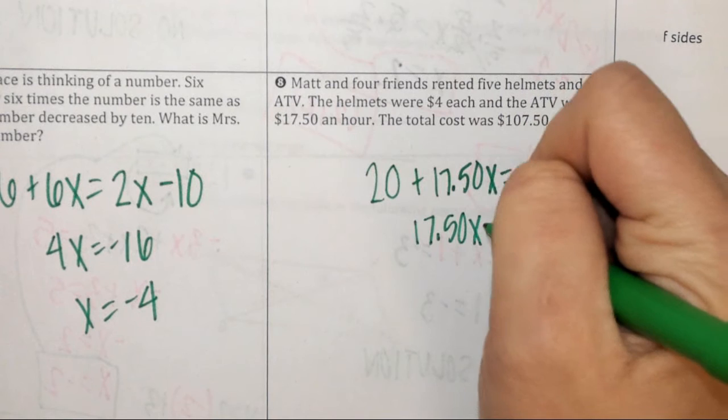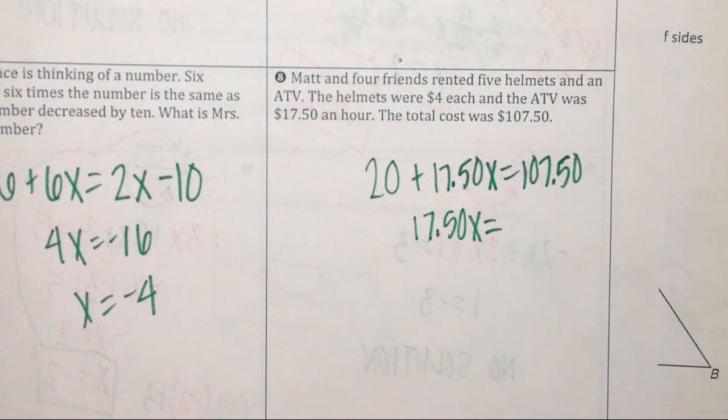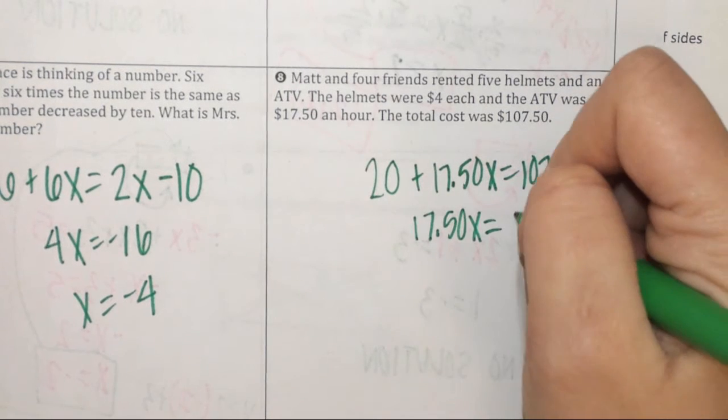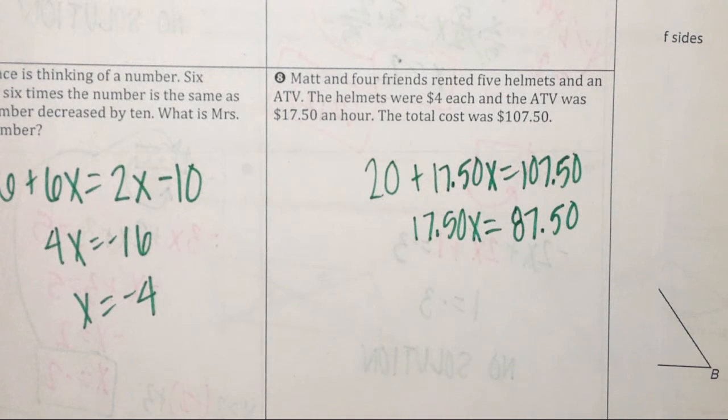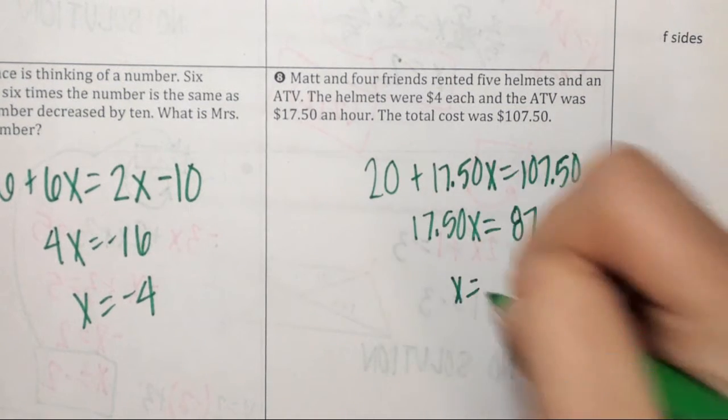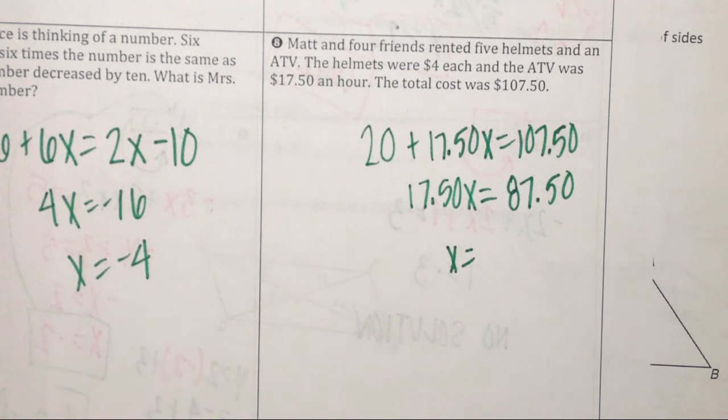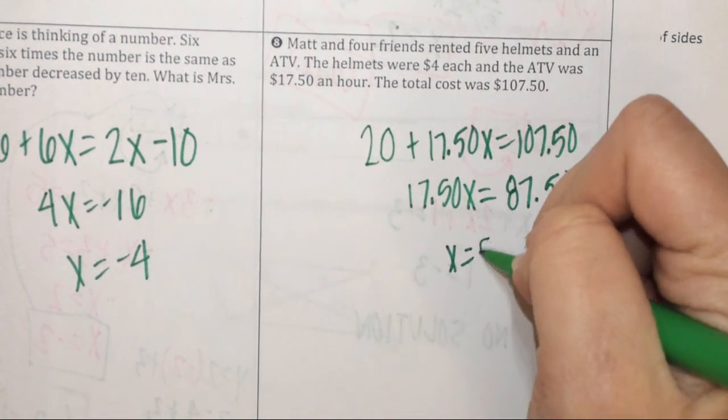So we have 1750x equals, what's 107.50 minus 20? Y'all got calculators, and if you continue to stare, I'm going to lose it. You think? I know. There we go. Okay, now what do I do? And x equals... What, no, we're saying 5?